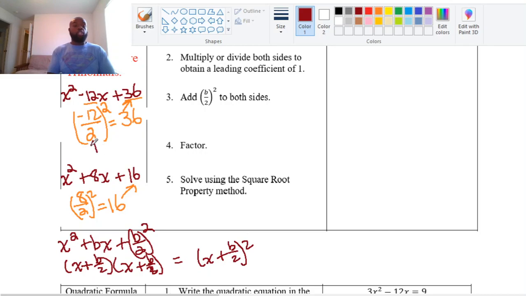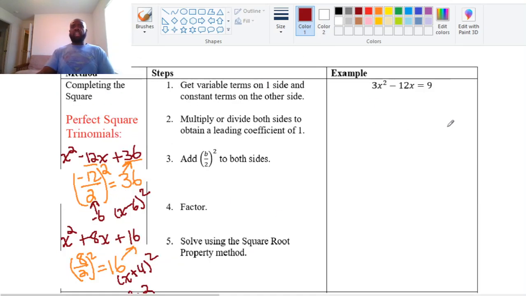My b over 2 is this number here, which is the -6 here. Remember, we factored that into x minus 6 quantity squared. My b over 2 here was 4. Remember, we factored that into an x minus 4 quantity squared, right? And so, all right, that was supposed to be a plus 4 because this was positive in here. And so what we're going to do here is we're going to solve quadratic equations using this method.